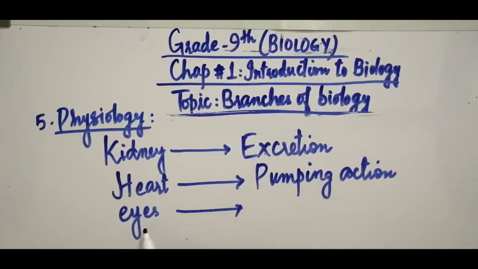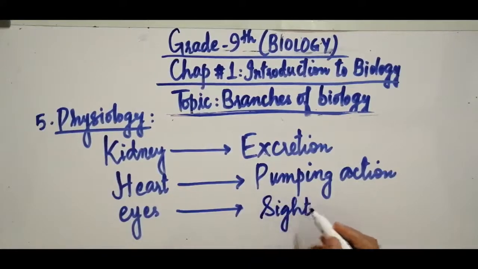In a similar manner, there are some physical features of the human body, and they have some role as well. For example, eyes play a role in sight. We are able to see anything in our world with the help of eyes. So the organs which are related to different functions are categorized into physiology.